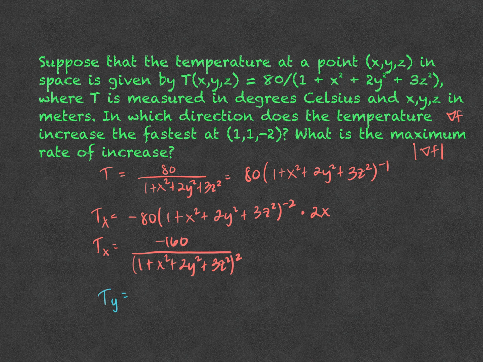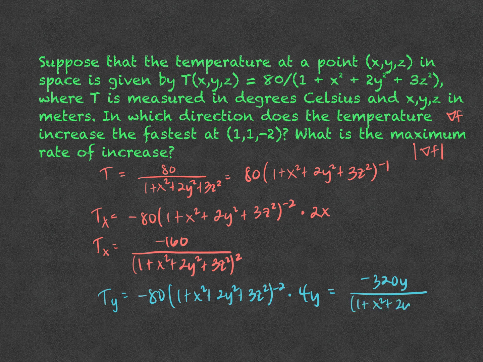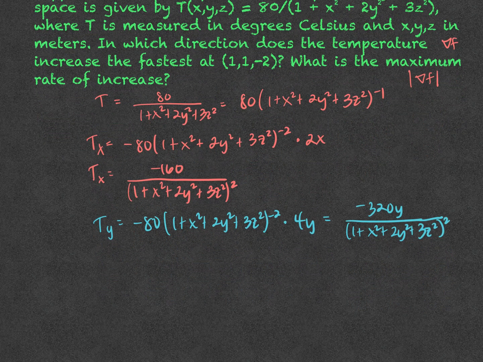I'm going to bounce off of that and find t sub y. And I know that the derivative is negative 80 times the parentheses to the -2. And then the derivative with respect to y is 4y. The derivative of 2y squared is 4y. Just double checking. So we get negative 320y over 1 plus x squared plus 2y squared plus 3z squared, all squared. And now we need to find our derivative with respect to z.